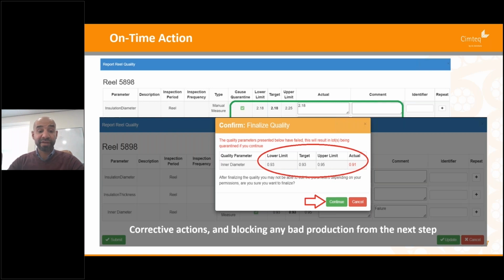So the corrective action on time is blocking and preventing the company from producing a wrong product or continuing to the next processes, where you would face, at the finished goods test, that you have produced something wrong at the drawing, or at the stranding, or at the insulation.